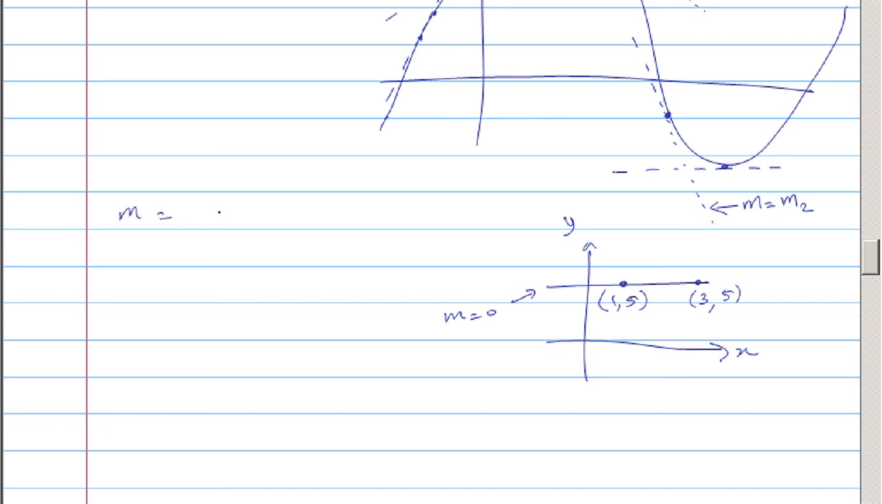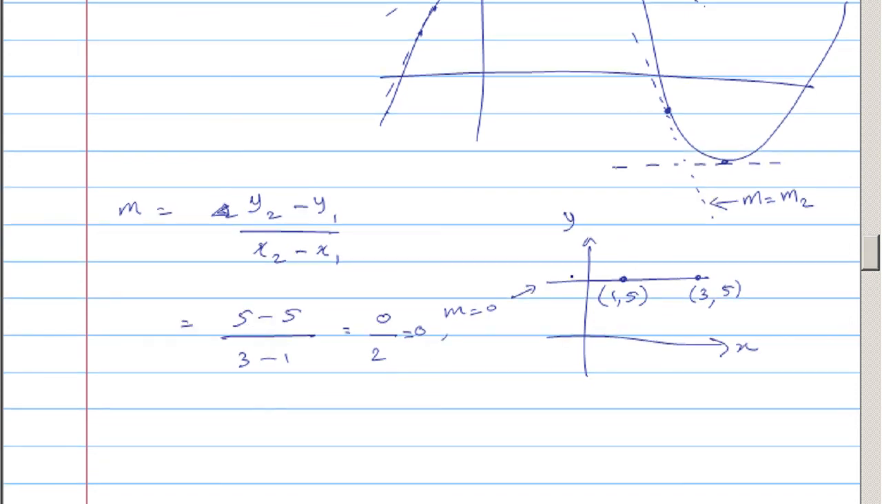We know that for a straight line, the gradient is given by y2 minus y1 divided by x2 minus x1. So the gradient of this line will be 5 minus 5 divided by 3 minus 1, which is equal to 0 divided by 2, and that's equal to 0. So we say that the gradient of a horizontal line is equal to 0.